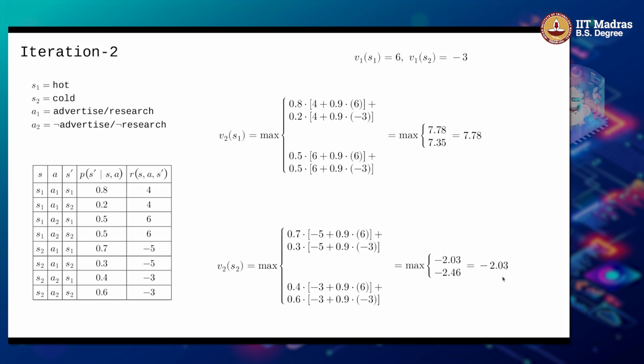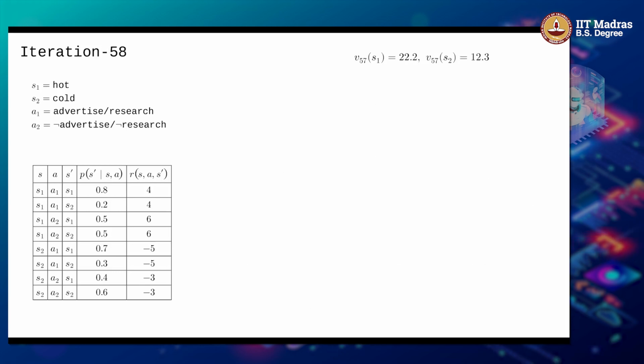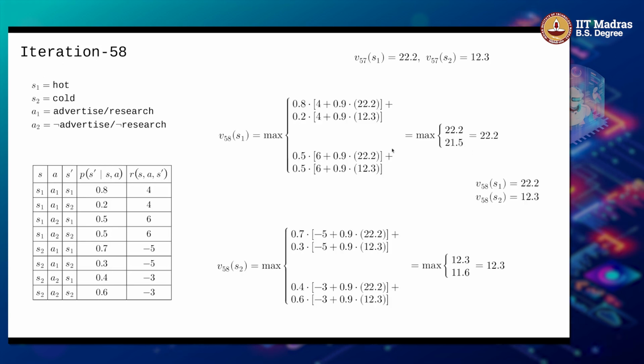You keep doing this until you reach iteration 57. In iteration 57, you have V57 of S1 to be 22.2 and V57 of S2 to be 12.3. Now if you go for the 58th iteration, V58 of S1 is also equal to 22.2 and V58 of S2 is 12.3. There seems to be no change in the values from the previous iteration to the current iteration. So we can reasonably say that our value function has converged.